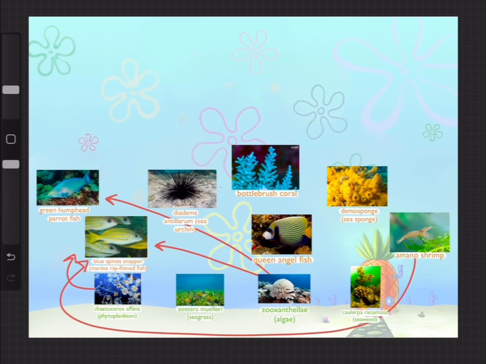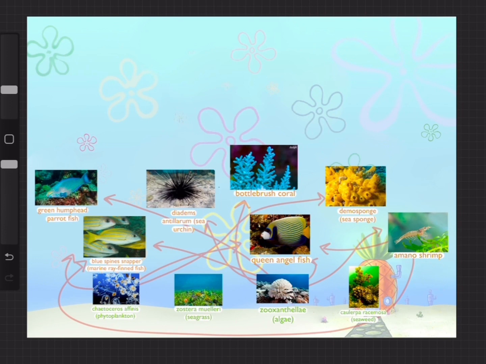Next will be our sea urchins, and they eat algae. And then we also have angelfish. They eat algae, plankton, and shrimp. And then sea sponges, which eat plankton. And we have shrimp that eat algae. And sea sponges that eat planktons and corals. And they consume products made by our algae.